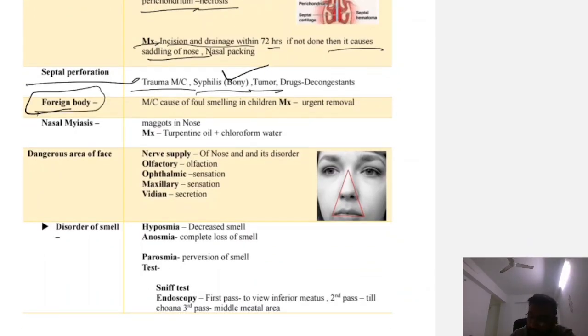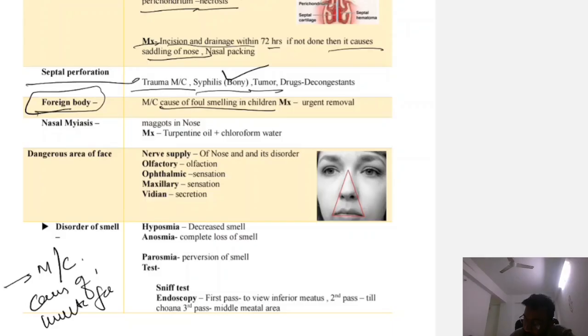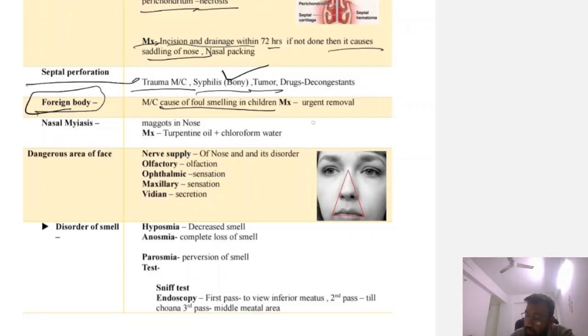Now foreign body. Obviously kids, not seen in adults, kids insert anything in their nose, in their mouth. They have a tendency to put anything in their nose. That leads to foul smelling on that side. Foreign body is the most common cause of unilateral foul smelling. How will you treat this patient? By urgent removal. You have to remove that foreign body.